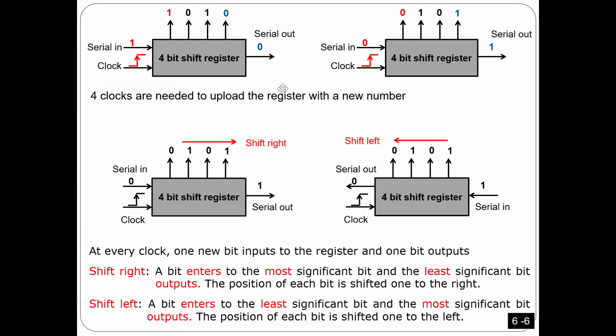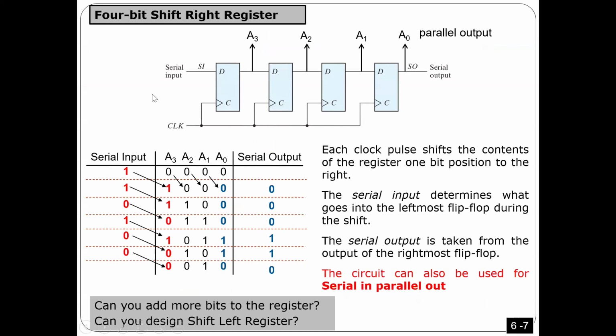I'm explaining here, in case you shift right, one bit enters to the most significant bit. Shift right: one bit here to the most significant bit. And then you are going to lose the least significant bit. Here is the opposite. Here, input will be from here. So I'm going to input one bit here from the least significant bit, and actually the most significant bit will be lost. And every clock, every time there is a rising edge, there is a shift.